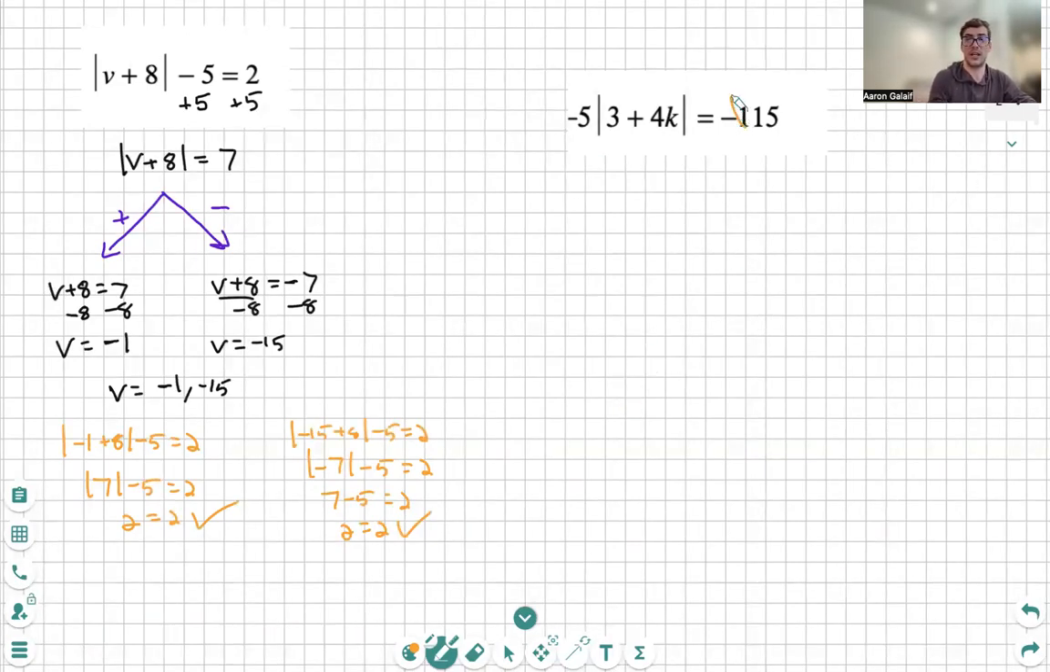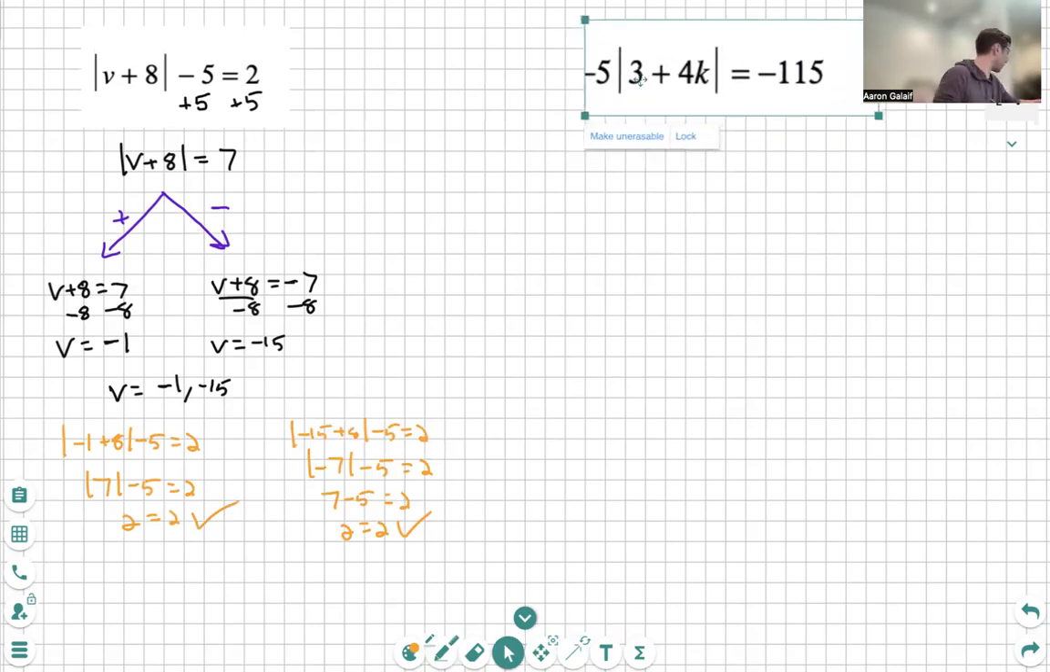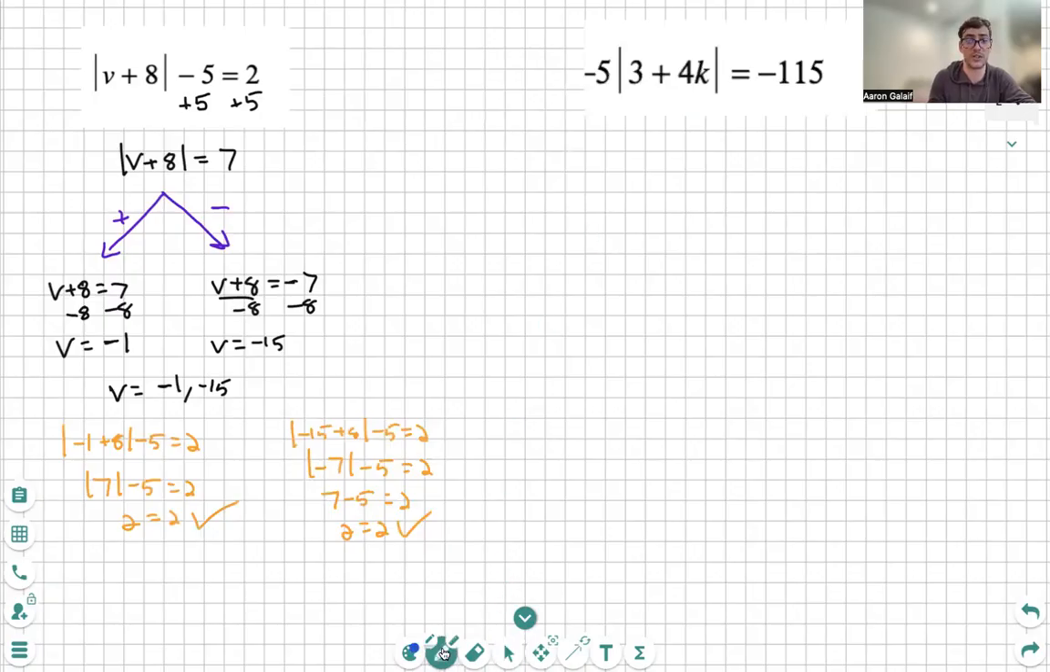All right, let us move on to the next question. In that last one, we needed to add or subtract first in order to solve the equation. In this one, there is no adding or subtracting involved, but we do have a coefficient. We do need to take care of that coefficient. So all I'm going to do is divide by -5 to both sides. We see my absolute value, and we see that 115 divided by 5 is 23.